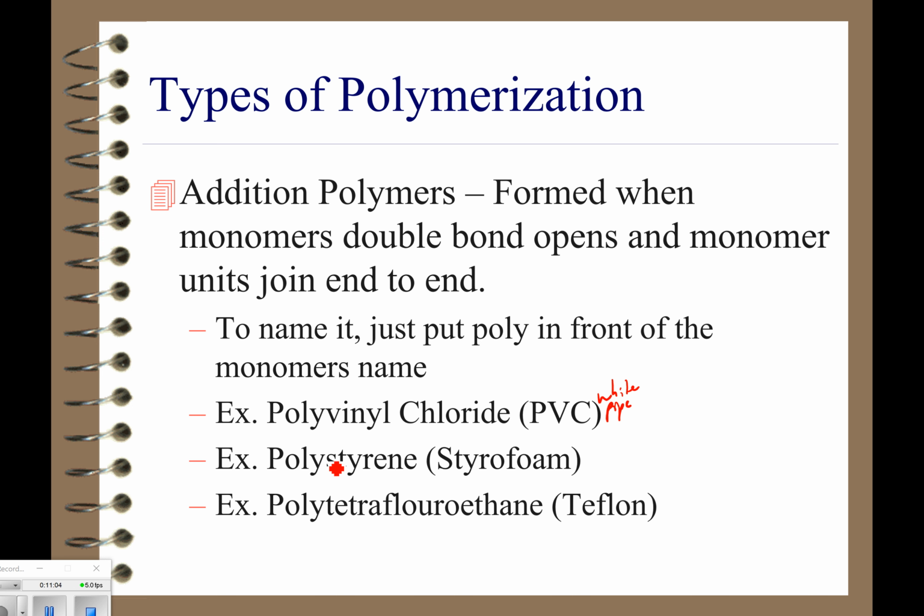Polystyrene, we can pick out the monomer, styrene, and if we put a bunch of styrene end to end together, add them all together, we get polystyrene, which is known as styrofoam. Polytetrafluoroethane, if we break that down, we take out the poly, our monomer unit would be tetrafluoroethane. When we put a bunch of those together end to end, in an addition polymer reaction, we get polytetrafluoroethane, or Teflon.